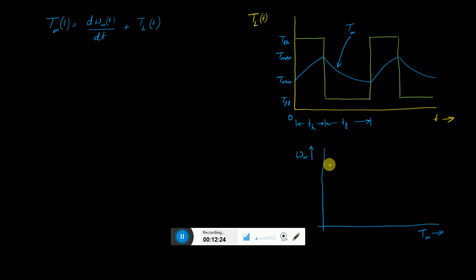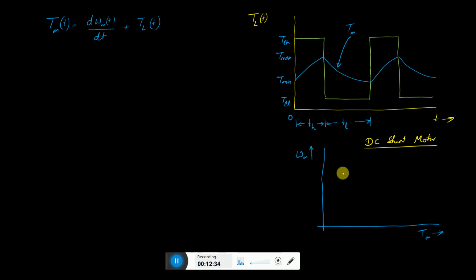For this particular case, if we take a DC shunt motor, so we have here a DC shunt motor, which is supposed to have a constant speed, but because of the armature reaction, there will be a slope and it is negative decaying. Let the initial speed or no load speed be omega m0.